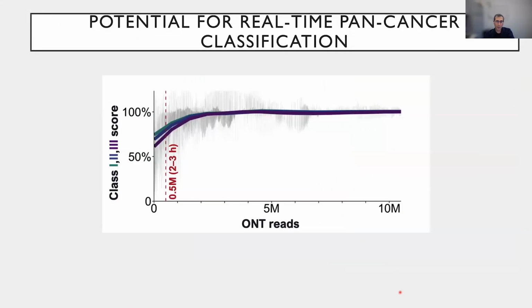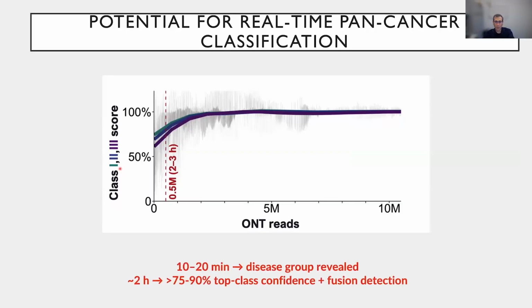And then just to drive that point home further, this is for a subset of our cohort. We analyze the number of reads and the classification accuracy. And in our situation, we have scores for the major subtype, minor, and then subtype, which is 1, 2, 3 shown over here. And what we can see is that within 10 to 20 minutes of the data hitting the hard drives via these POD5 files that ONT makes available, we get a disease group being revealed. And then within perhaps about 2 hours, we get extremely high confident classifications as well as a fusion gene being detected.